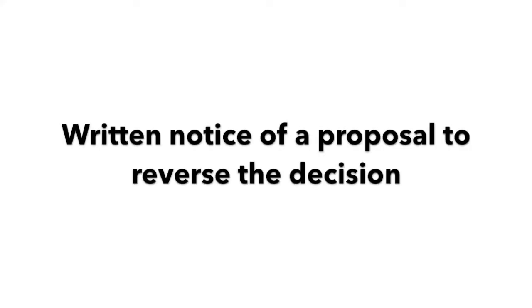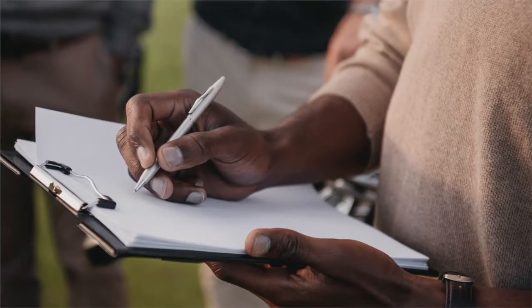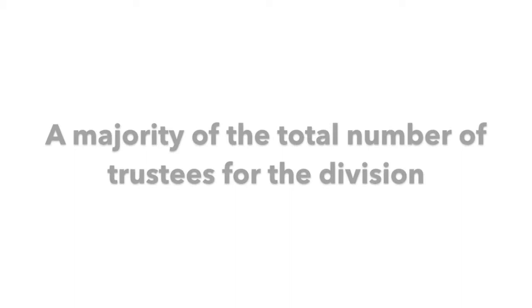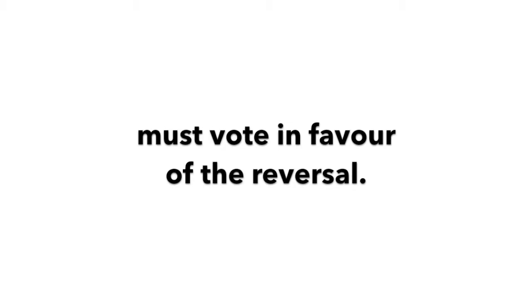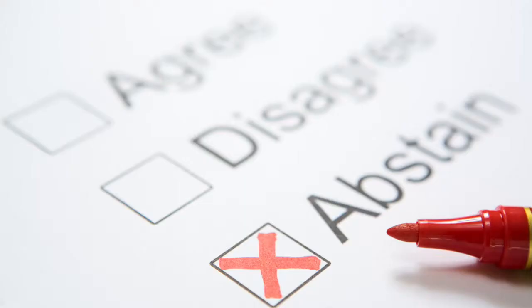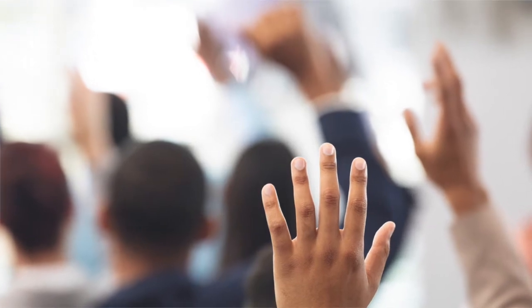In order to reverse a decision, two conditions must be met. First, written notice of a proposal to reverse the decision must be given from at least one meeting to another. Given that your motion wasn't ruled out of order, let's assume that proper notice was given. The second condition is that a majority of the total number of trustees for the division must vote in favour of the reversal. If every trustee on the board was at the meeting and voted, a majority vote would carry the reversal. But if some trustees were absent, or if some who were there abstained from voting, the majority that you mentioned may have been less than a majority of the total number of trustees for the board.